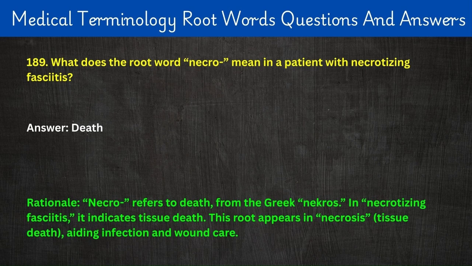189. What does the root word necro- mean in a patient with necrotizing fasciitis? Answer: death rationale. Necro- refers to death, from the Greek nekros. In necrotizing fasciitis, it indicates tissue death. This root appears in necrosis, tissue death, aiding infection and wound care.